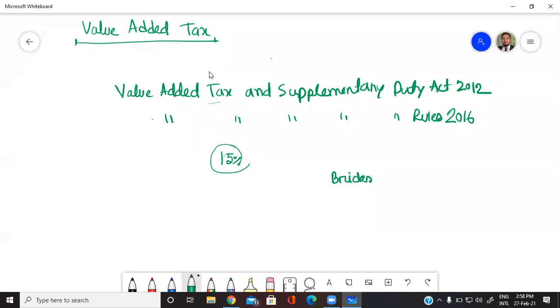Is there anyone, building owner, or who was involved in the construction of this house? No one. Okay.